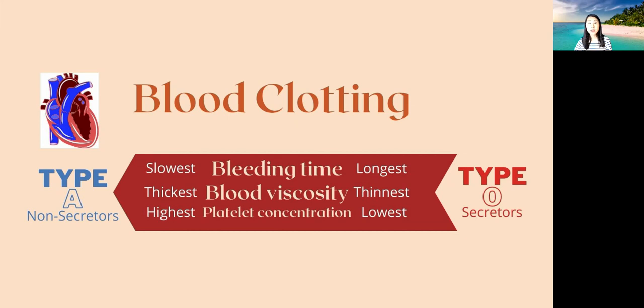ABO and secretor genetics further interact to influence the thickness of the blood, or blood viscosity. This means that an A non-secretor will be at the far end of the spectrum with the fastest bleeding times, thickest blood viscosity, and the most probability to have high platelet concentration. On the other end of this continuum are the O secretors, who will have the longest bleeding time, thinnest blood, and least tendency for platelet aggregation. Because of this, non-secretors, especially type A non-secretors, tend to be at the highest risk for future heart disease.